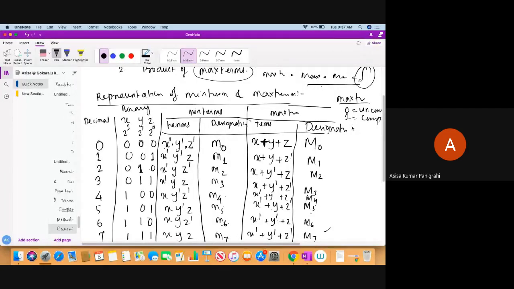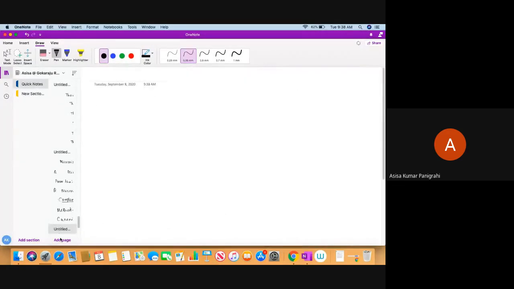So these are called the terms and the designations of the min terms and max terms. Now the question is how to represent it. Let's say a question is given to you. We'll see how to represent those things with some examples, don't worry, students. Here, let's say a function is given to you. One example I'll tell you.